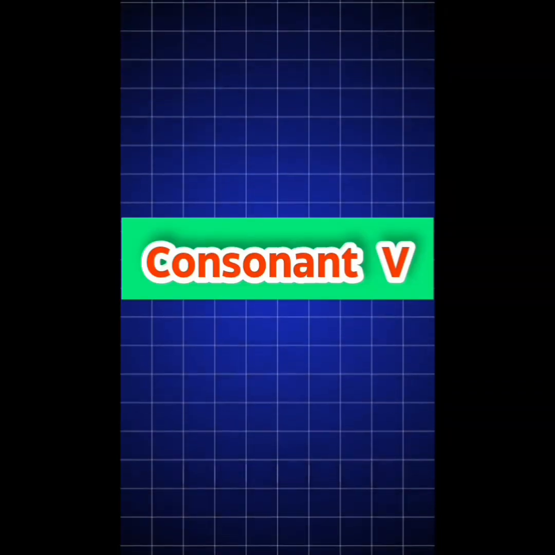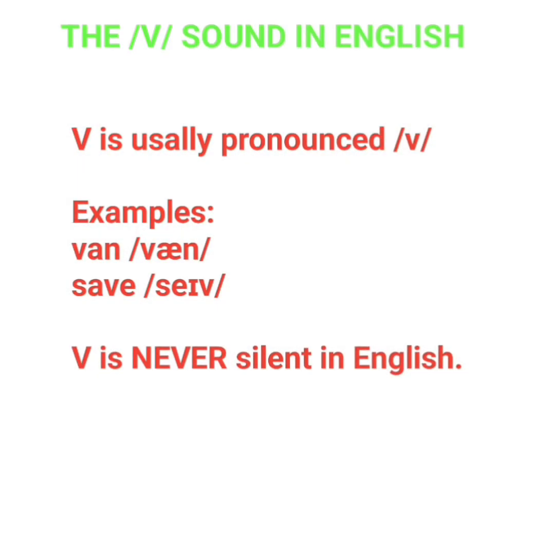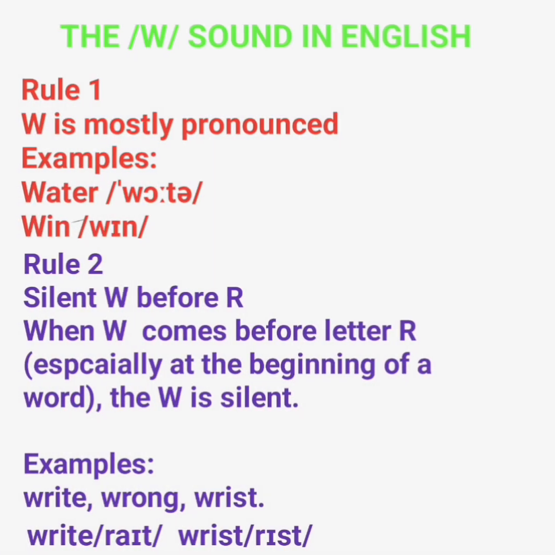For the V, V is never silent in English. It means that whenever we see V, irrespective of where we see letter V, we pronounce that letter V. We don't have any silent V, and that is about letter V. Van, save. V is pronounced. And letter W, the W sound in English.